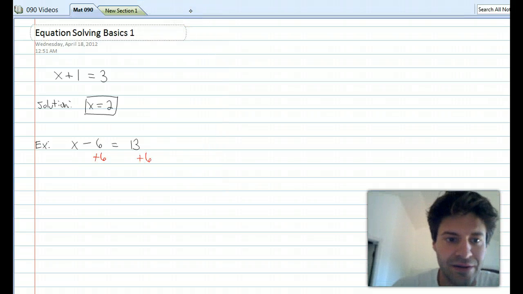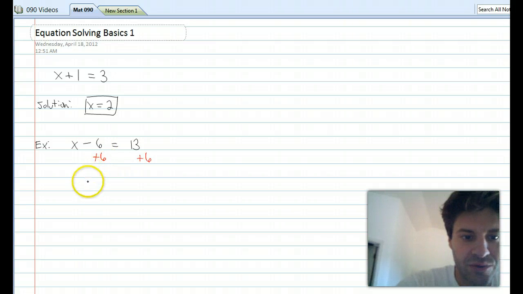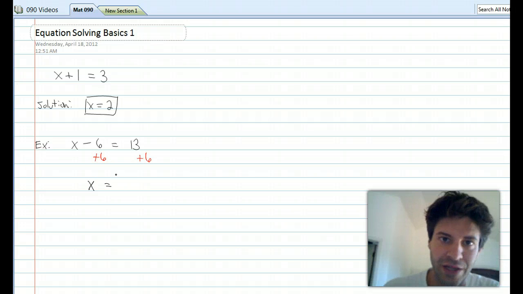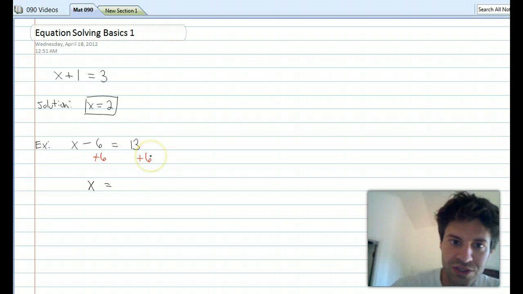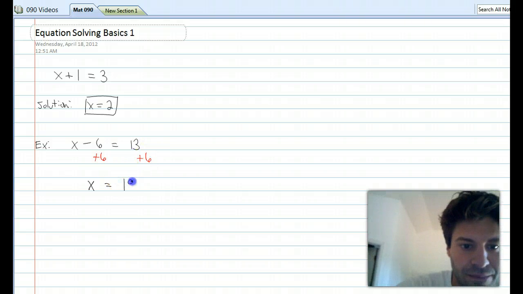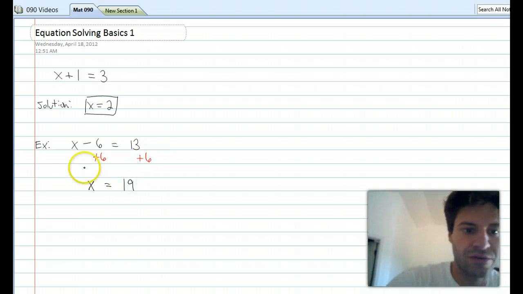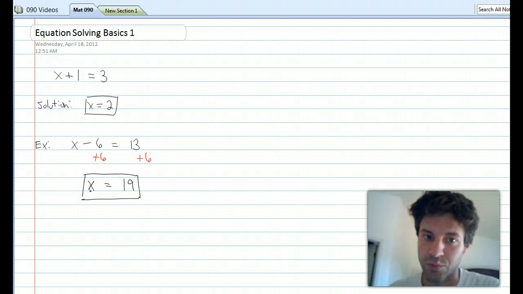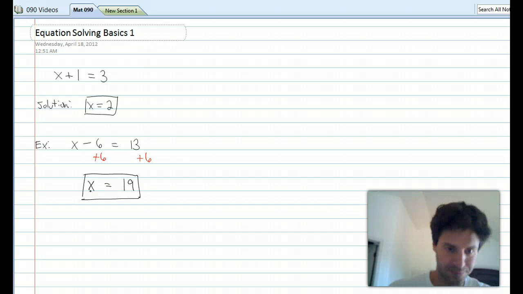Let's look at the left side. We now have x minus 6 plus 6. Well, the minus 6 and the plus 6 cancel each other out, and on the left side we're just left with an x. So we've got an x by itself now on the left side of the equation. On the right, we have 13 plus 6, which is easy. That's just 19. We've actually solved this equation. The solution is x equals 19, and we solved it by adding 6 to both sides.